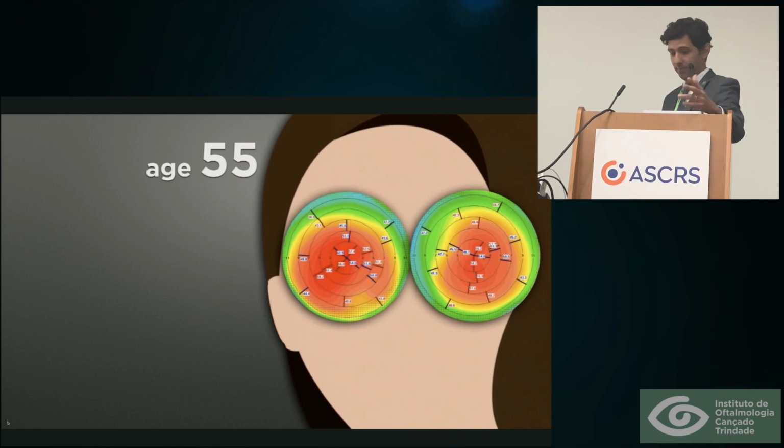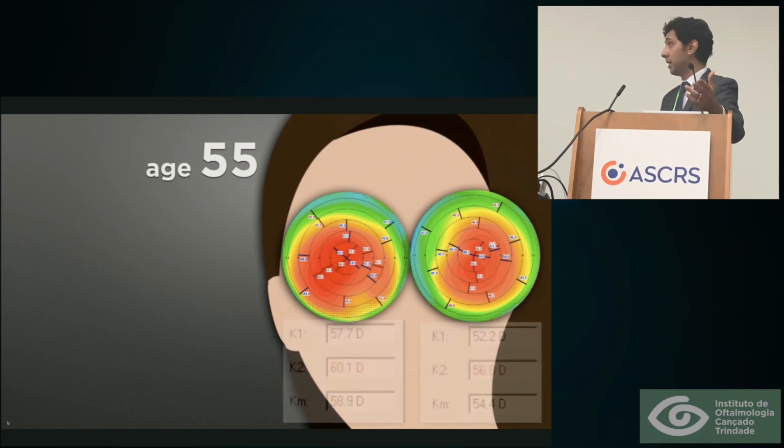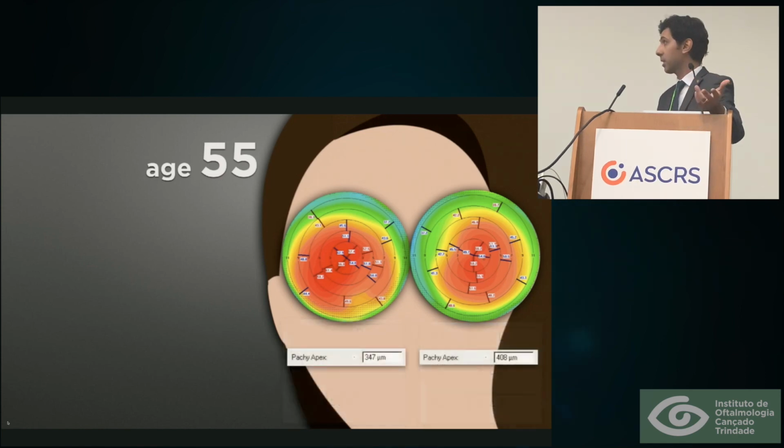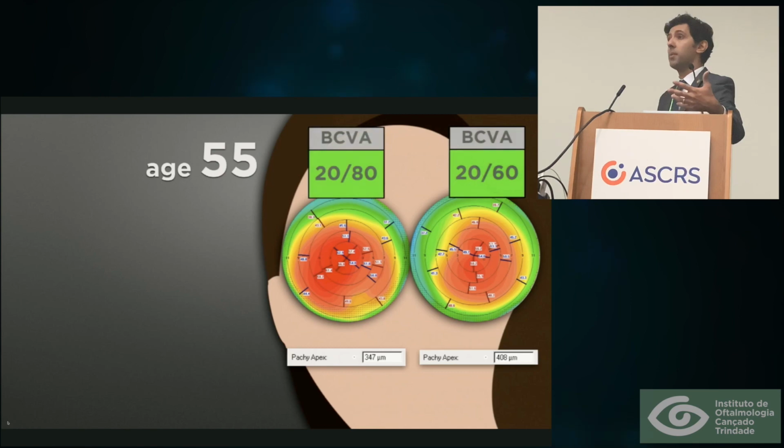She had a significant astigmatism and a mean keratometry of around 55 in both eyes. The right eye was the worst eye here, with a thinner cornea and a worse best corrected vision. So she couldn't see better than 20/60.